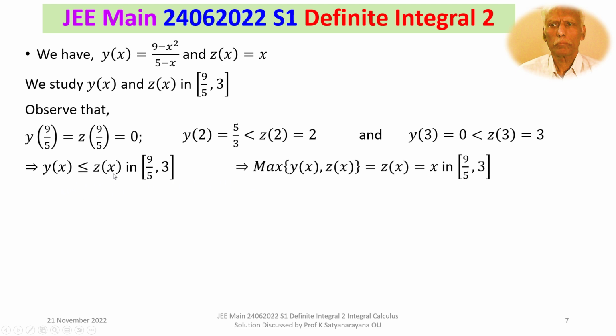Therefore, who is maximum in this interval? It is Z of x. Maximum of Y of x comma Z of x is Z of x, that is, x in 9 by 5 to 3. So max of (9 minus x square) by (5 minus x), that is Y of x, and x, that is Z of x, which we have already seen, is x in the interval 9 by 5 to 3. So we know these ones. From minus 1 to 9 by 5 we know the max of that, and from 9 by 5 to 3 the max of this, which we know. We are ready to integrate.